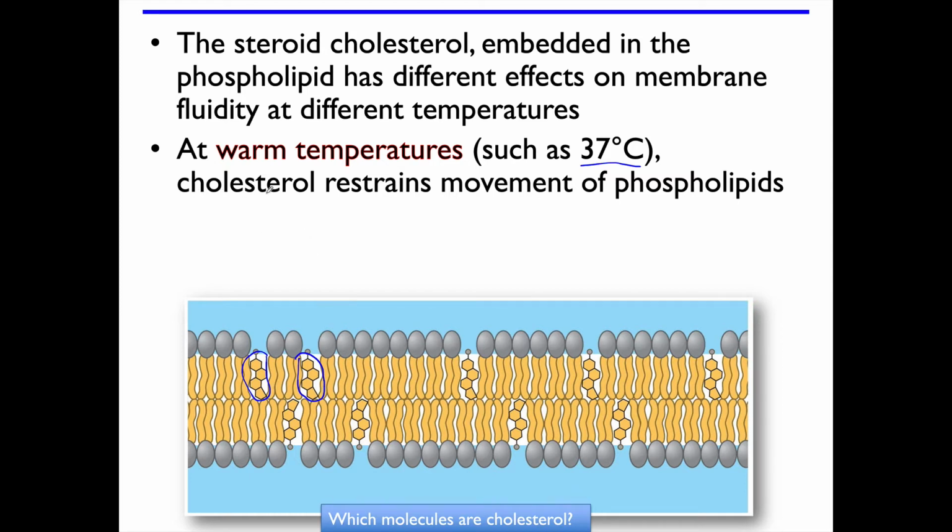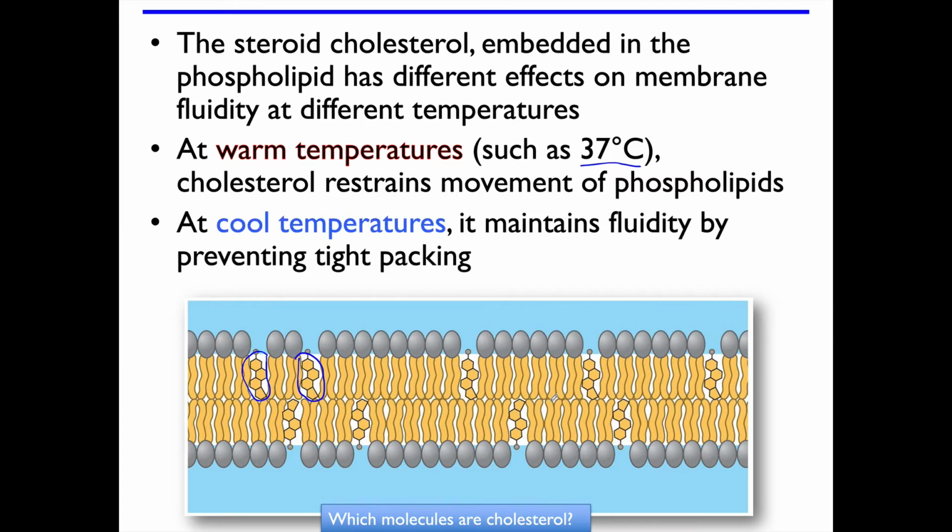So we could say cholesterol restrains the movement of the phospholipids. It kind of has little anchoring positions in here just to keep it solid, okay? Because we know temperatures can go above 37, like when we're sick and we have a fever, and we wouldn't want our cells literally falling apart. So cholesterol will kind of anchor them in and keep those cells together.